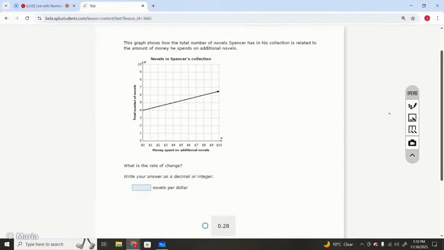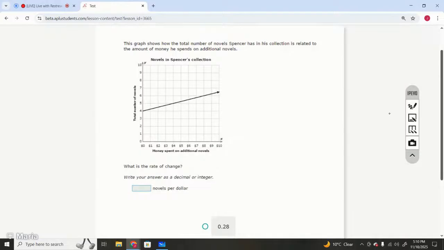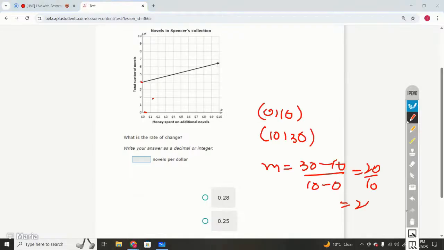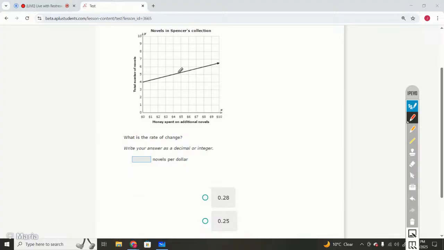This graph shows how the total number of novels Spencer has in his collection is related to the amount of money he spends on additional novels. What is the rate of change? So here is the first point and here is the second point on the graph.